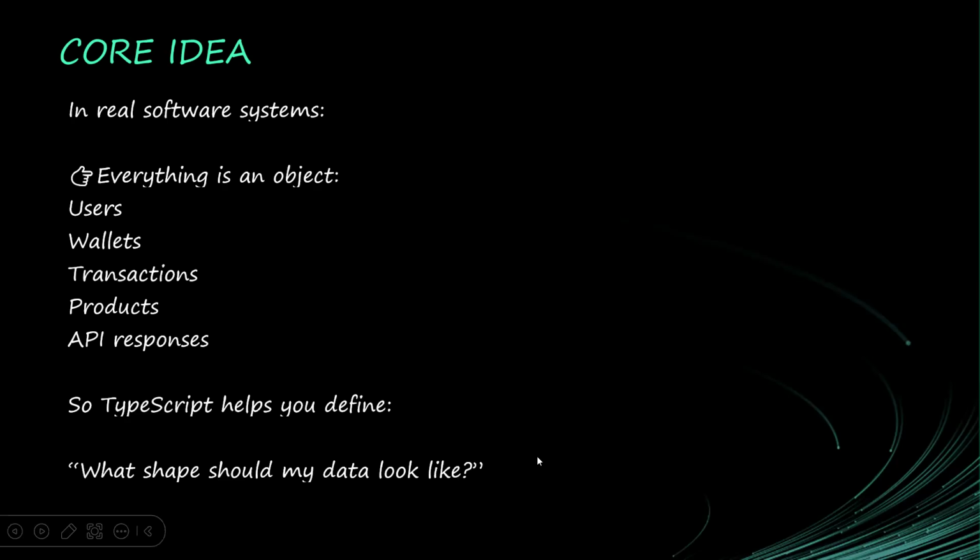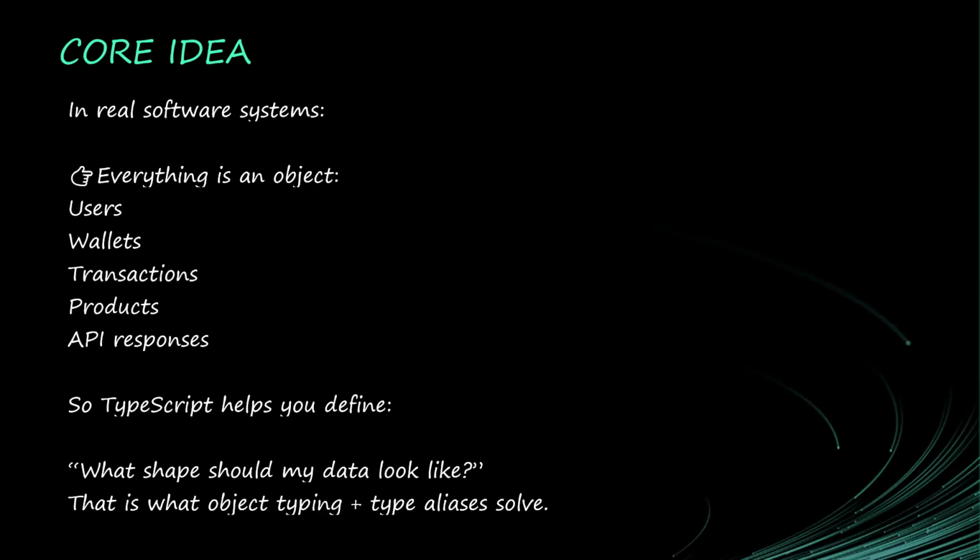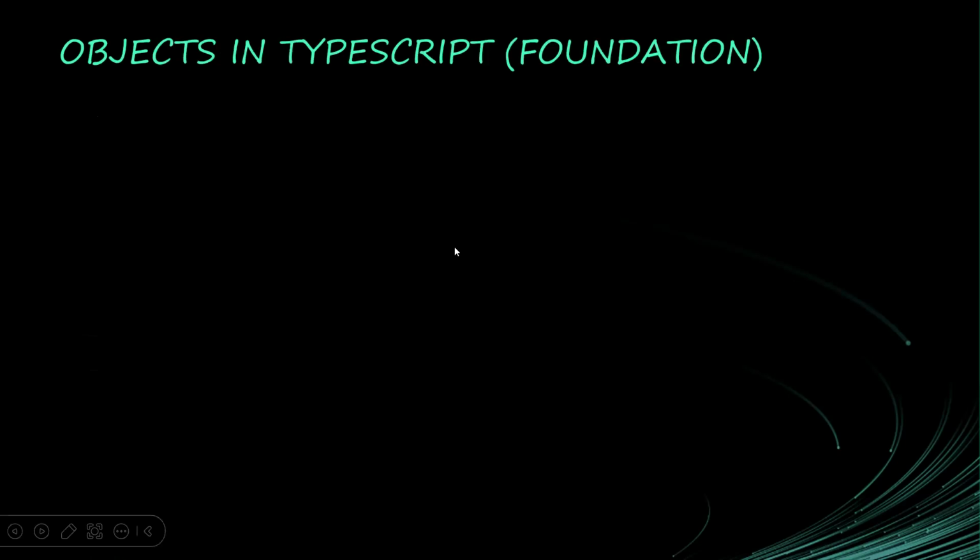Do you understand? So whenever you want to work with any data, you can define beforehand what the shape would look like. So that is where we use objects and then type aliases. So this is what object typing and type aliases solve. With this feature of TypeScript, you can actually create objects. You can use object-oriented programming concepts in designing your systems.